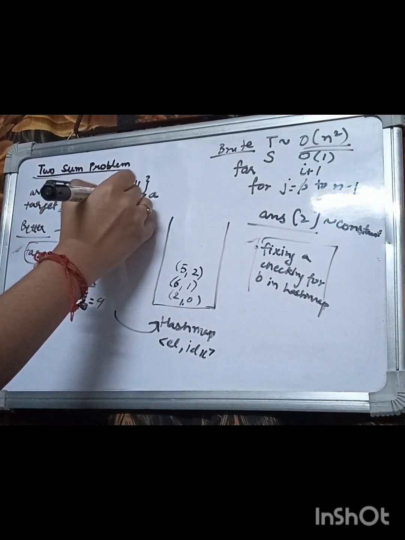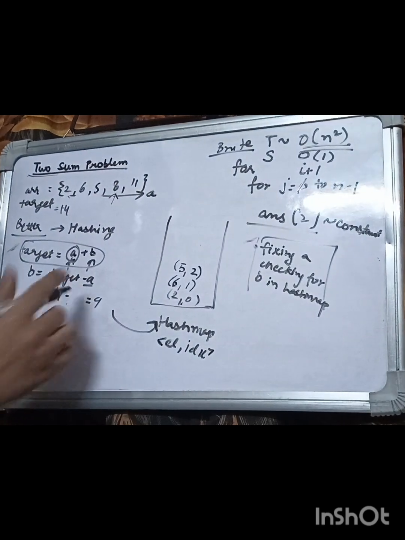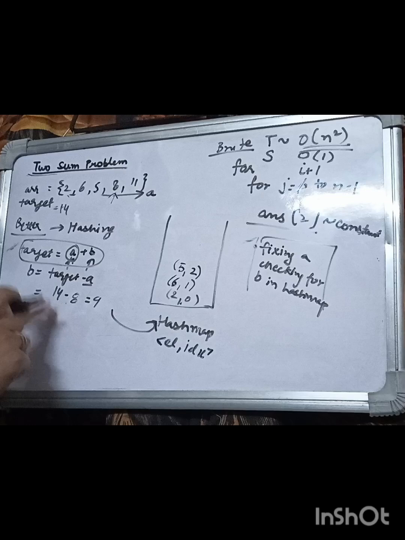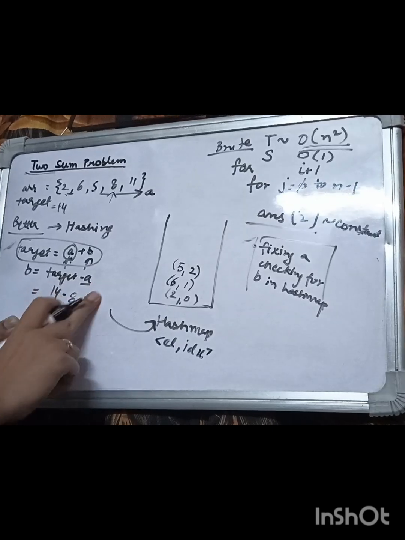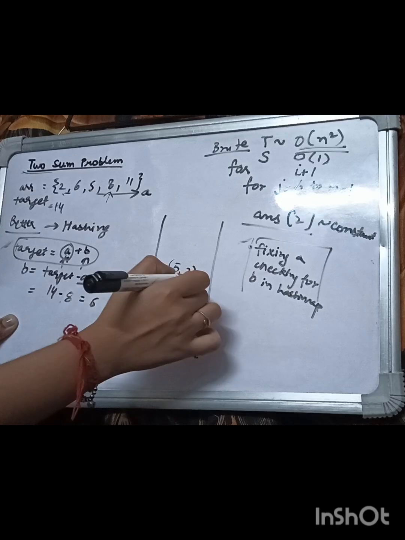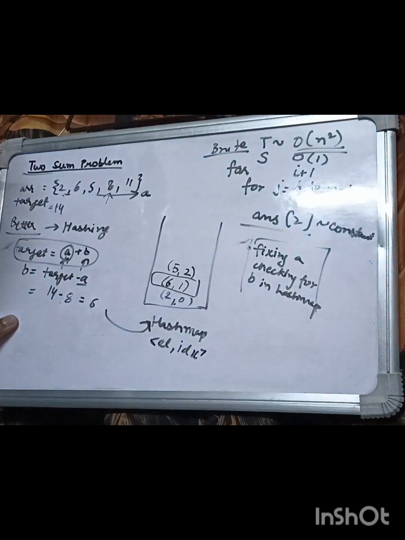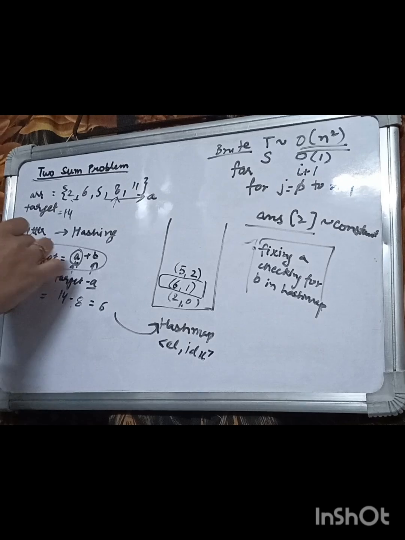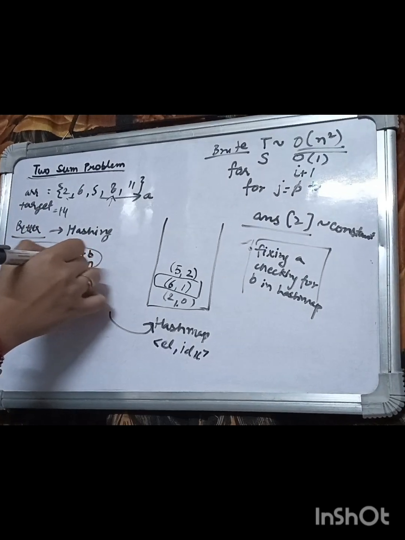Okay, now for this, what will we do? Now my target is the 14, obviously. Now my a has changed and it is 8 now. 14 minus 8 is 6. The 6 exists in the hash map. It will check, yes, 6 exists. So this is its intuition. This is the main reason for the intuition, and I'm fixing this.